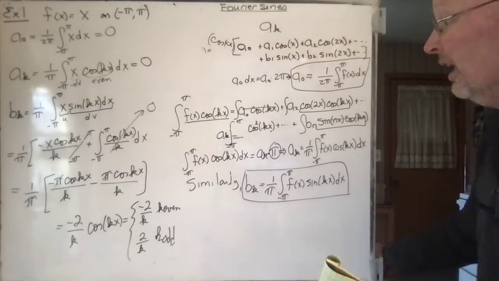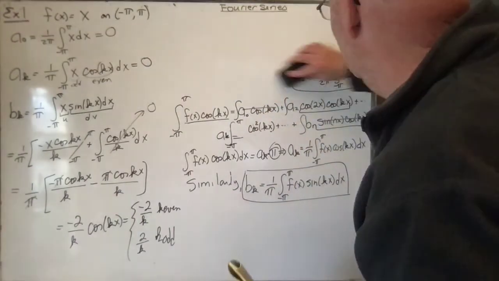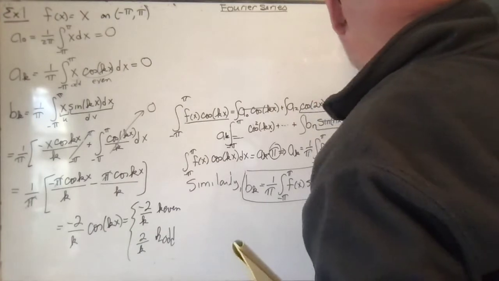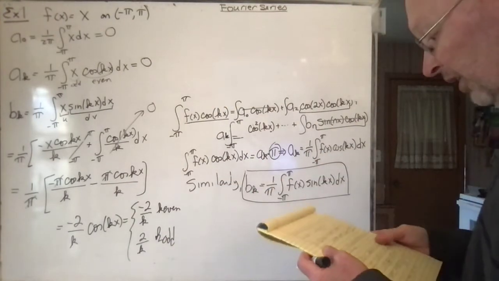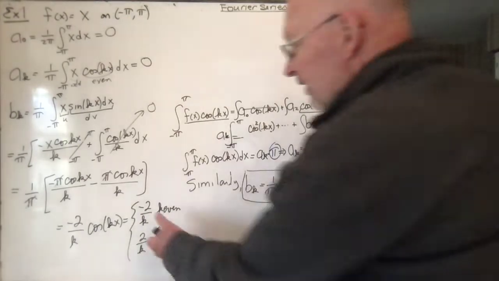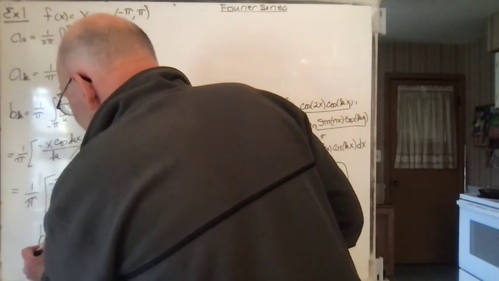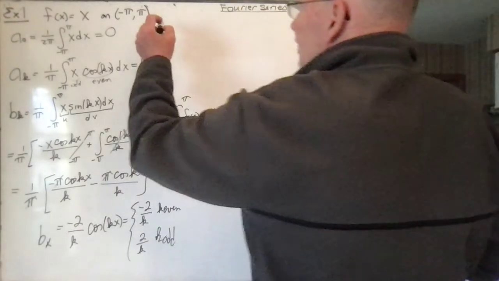Okay, and now I'm going to have to erase this. Sorry, lack of space here as always. But now if you actually use the formula and stick these in as your a sub k's, or your b sub k's actually, they're the things in front of the sine. You're going to end up with here it is.